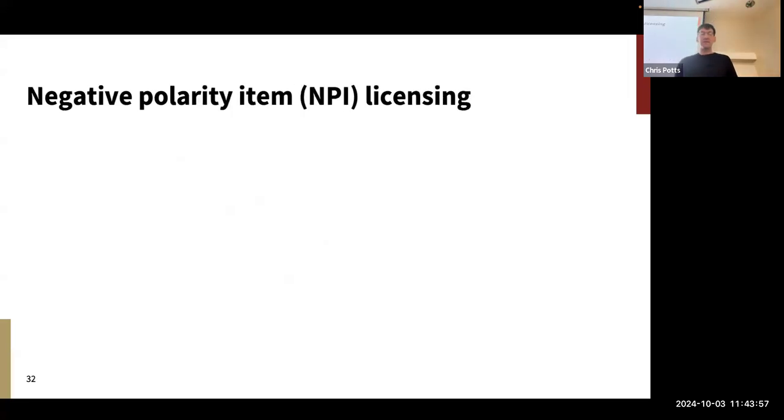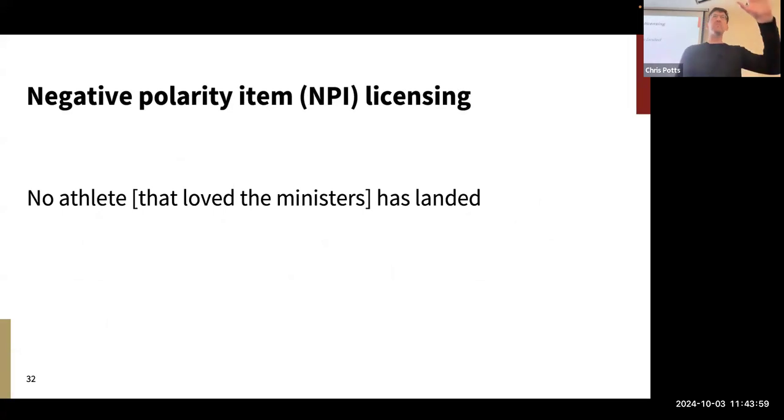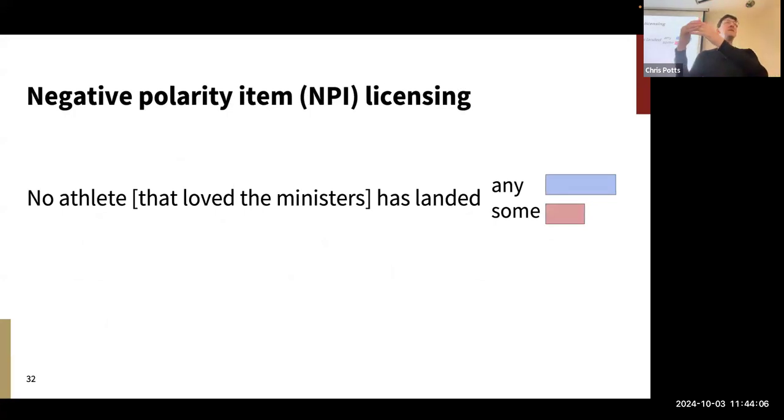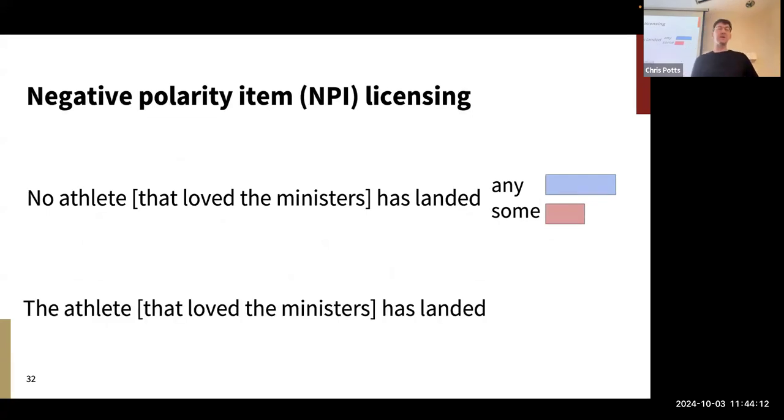Let's start with NPIs. So these are minimal pairs that are kind of like this. No athlete that loved the ministers has landed. And we get a preference for any in this case over some because of the negation in the main clause. And the minimal pair would be something like the athlete that loved the ministers has landed. And here we get the reverse preference over those two determiners.